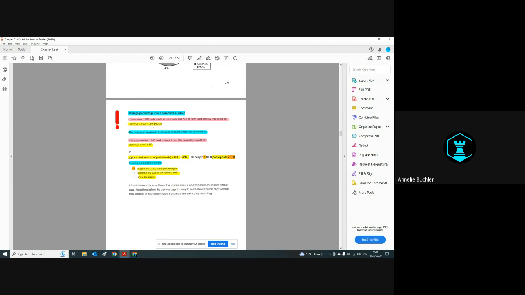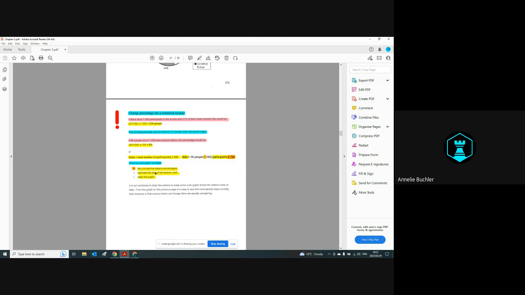Or you can say, well, this is just another way of putting it. You're going to get your data, which is 80 people. You're going to divide it by 1,000 participants, and you're going to multiply it with 100. Okay. They might ask you, how do you draw a pie graph?